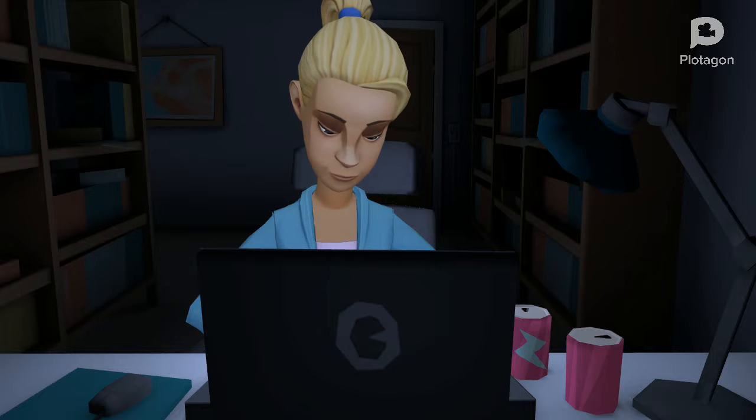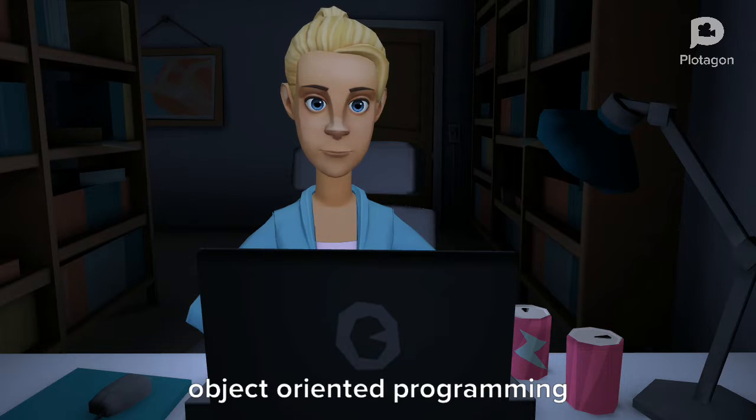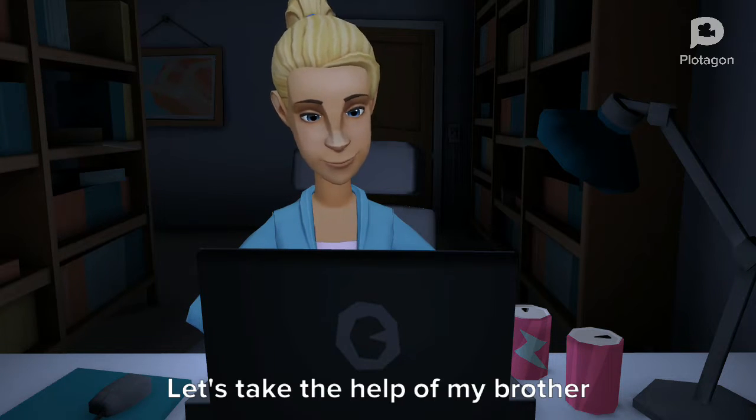Basic concepts of object-oriented programming. I am not totally clear about the topic object-oriented programming. Let's take the help of my brother.